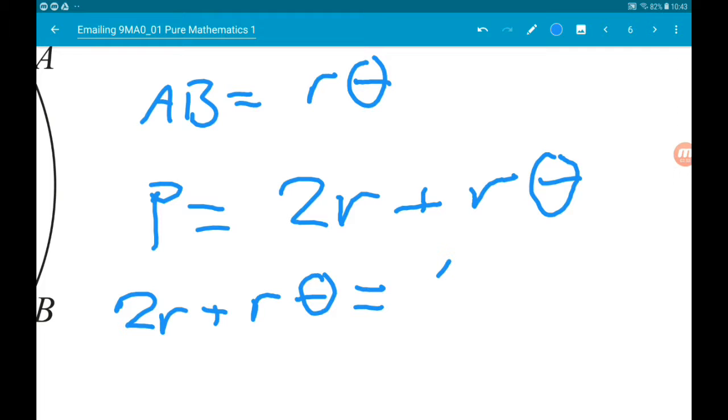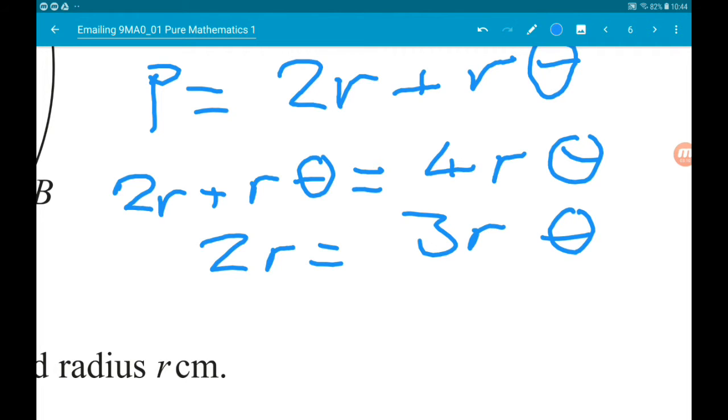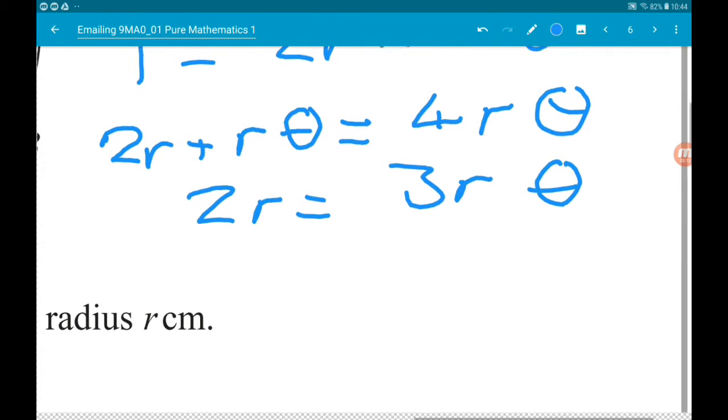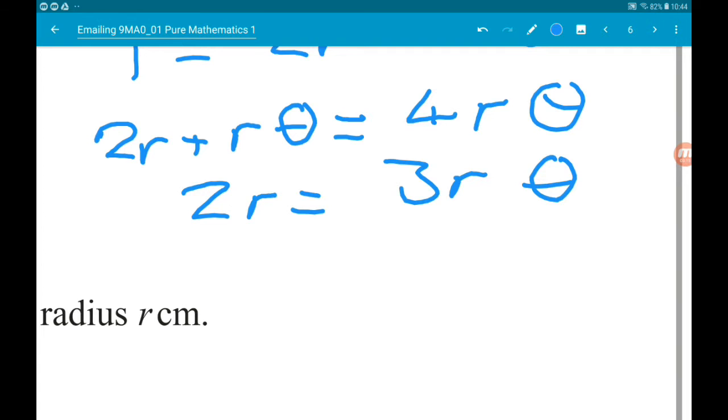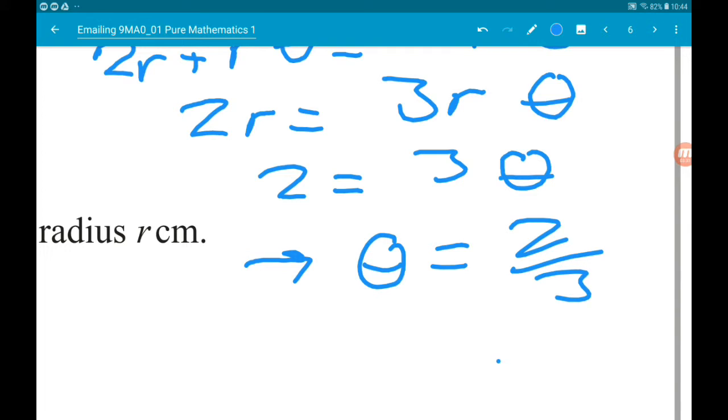So 4r theta. Now we can get that 2r then is 3r theta, and then we can even divide through by r and get that 2 is equal to 3 theta. So from that we can get that theta is 2/3.